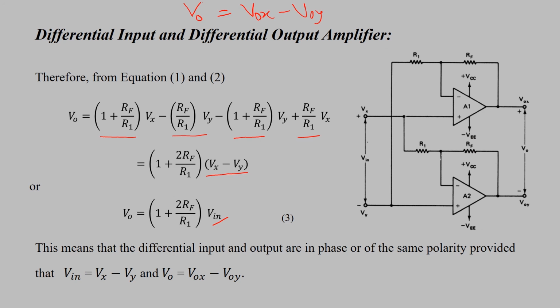The differential input, differential output amplifiers are very useful in noisy environments, especially if the input signal is relatively small, because it rejects the common mode noise voltages.